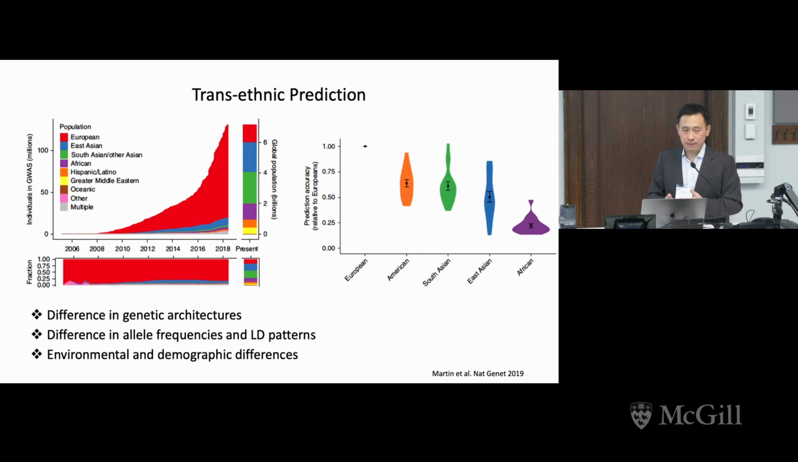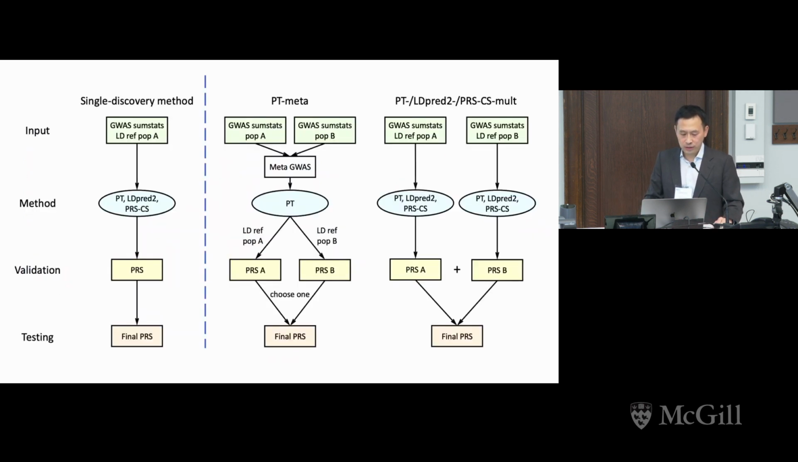One way my colleague and I have been thinking is, rather than making it a competition, forcing you to pick one of the two ancestries, is it possible to create a method that combines both ancestries to make the prediction? And can this method work better? So this is how we do this, and this is just a recap of what has been done in the field before we started.